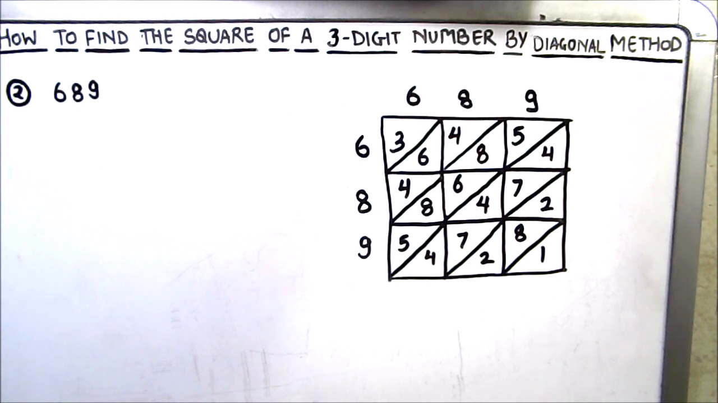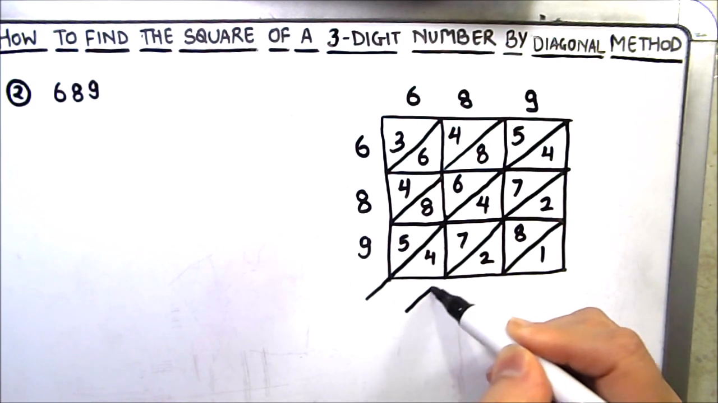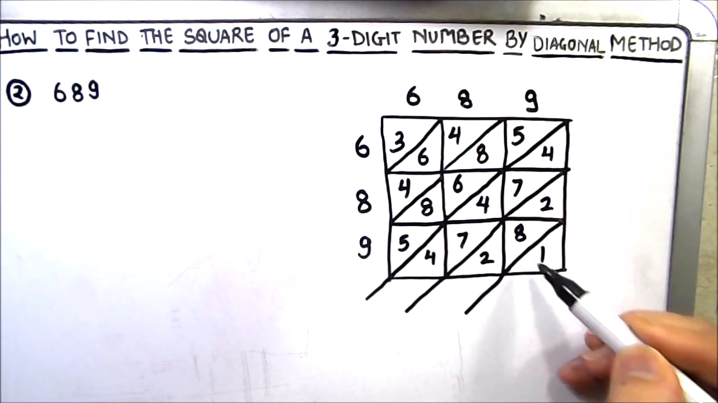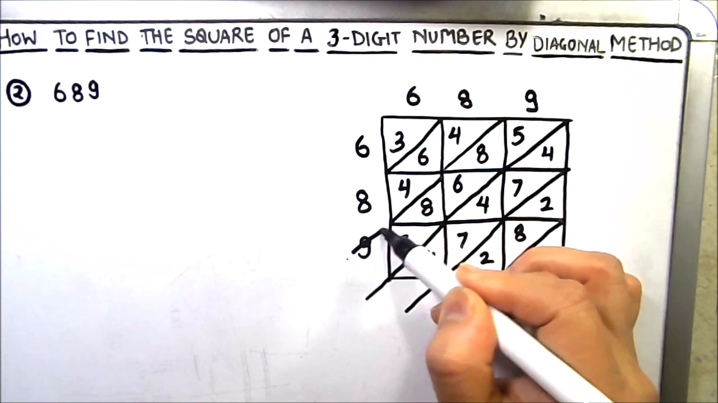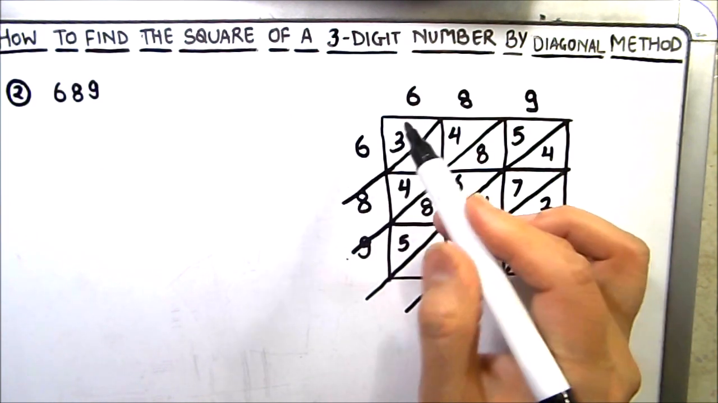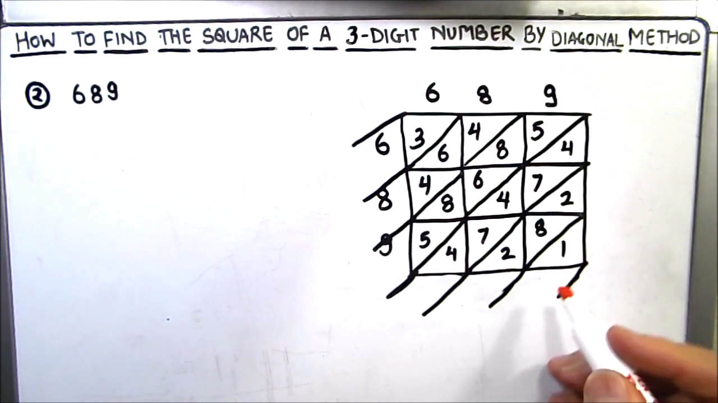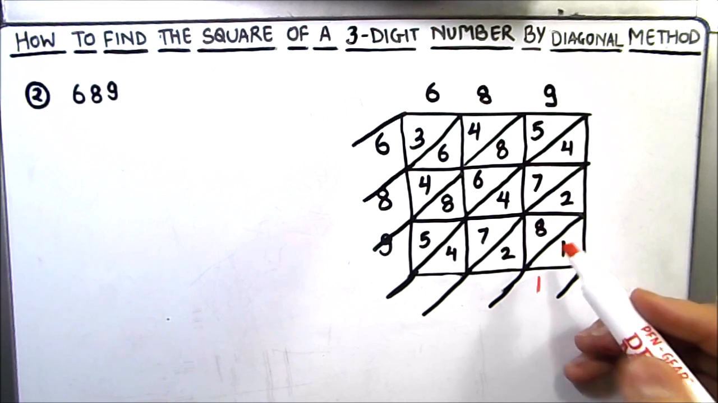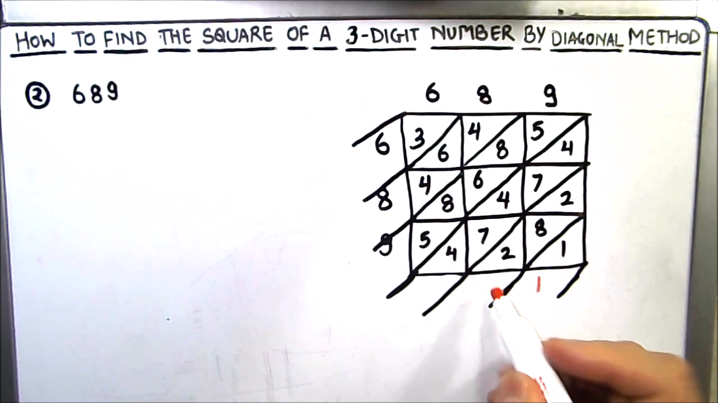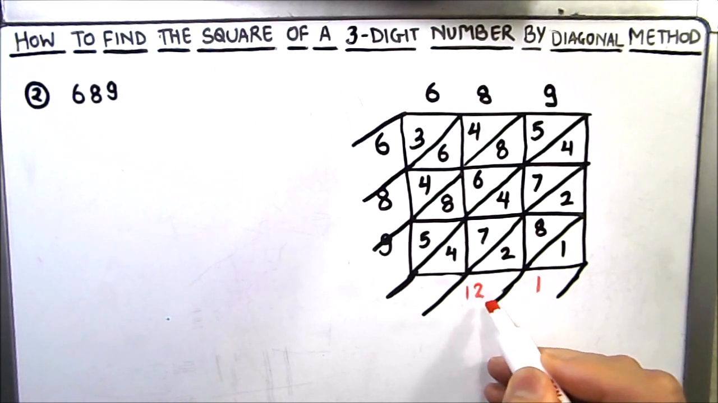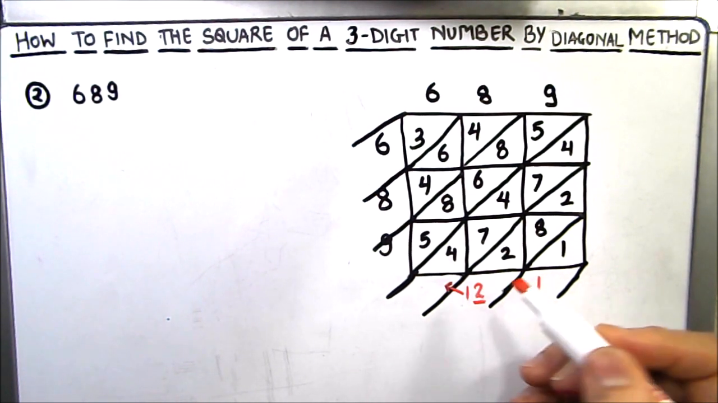Now we'll add the digits in the diagonals. So let's increase the length of the diagonal so that it is easy for us to add and the numbers are separated. So let's add the numbers in the diagonals now. So this is 1. The sum of this diagonal is 2 plus 8 plus 2, which is 12. So we'll underline 2 and 1 will be carried over to the next diagonal.